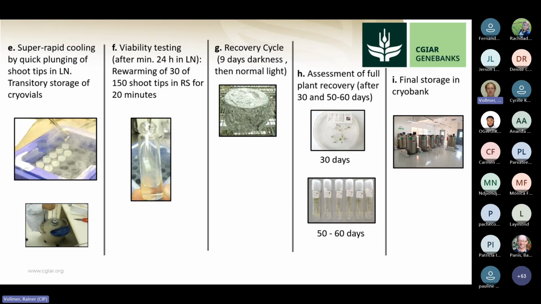But of course you have to check if it was successful. So you do a viability test. In our case, we rewarm 30 of 150 shoot tips in rewarming solution for 20 minutes. And then we recover them first in darkness, which is very important to reduce oxidative stress, and then in normal light conditions. And then we do the assessment of the recovery. We do it twice, at 30 days, and then after 50 to 60 days.